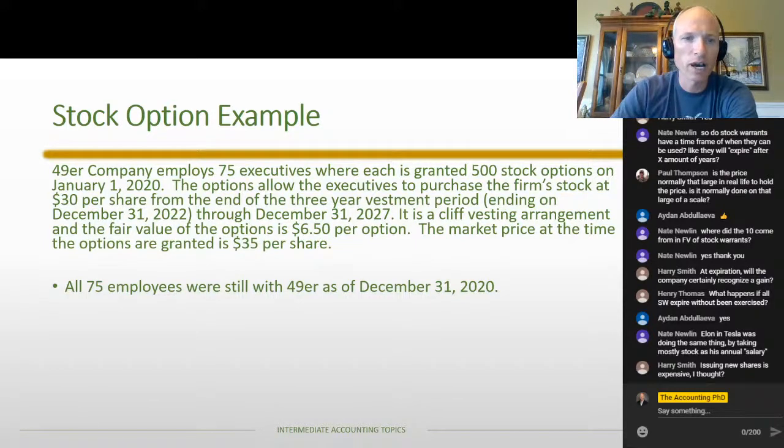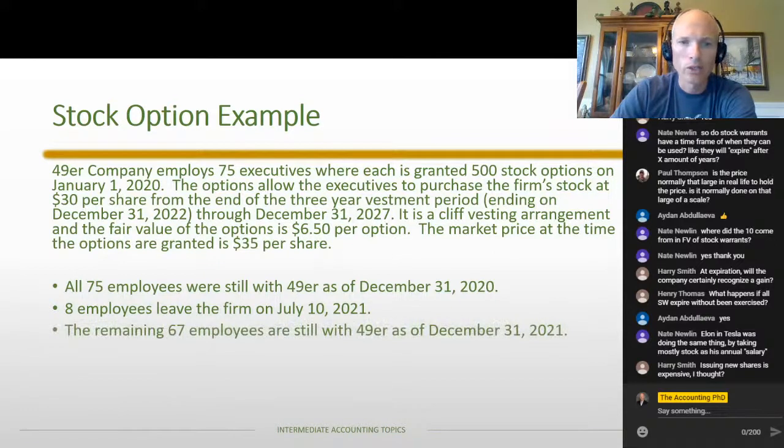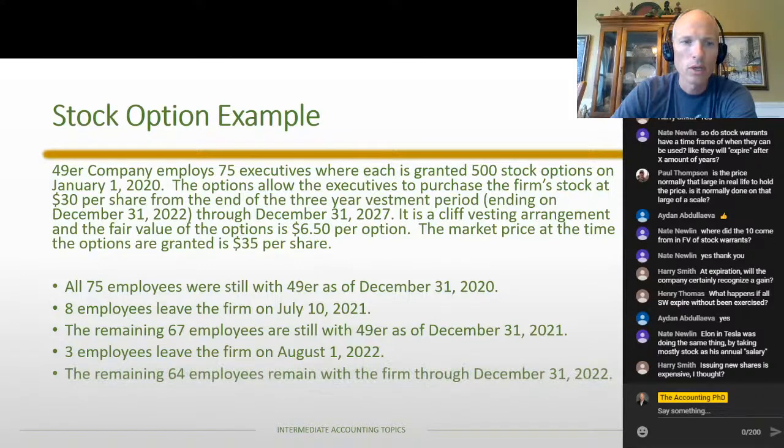So all 75 employees were still with 49er as of December 31st, 2020. Some employees leave on July 10th, 2021. Everybody else is still around. And then some more employees leave on August 1st, 2022. And then the remaining 64 employees remain with the firm through December 31st. In other words, the remaining 64 fully vest.